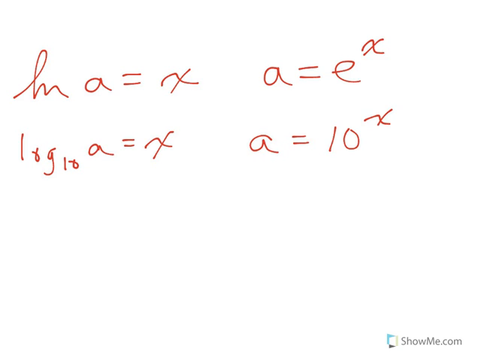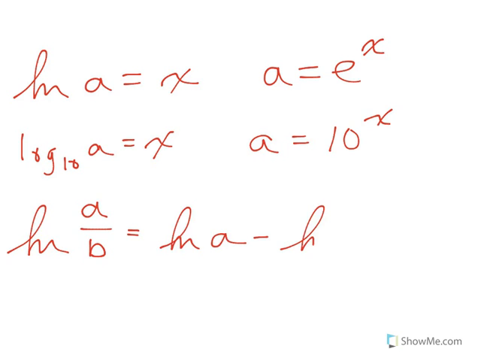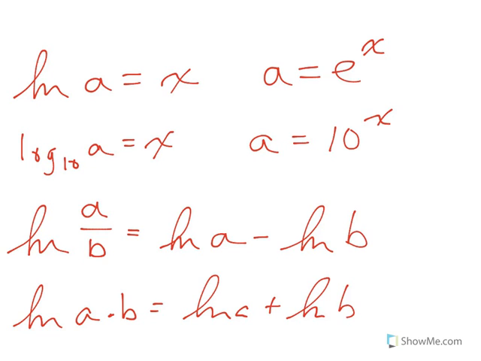Also, a neat little trick with logs and natural logs is that the ln of a over b is equal to the ln of a minus the ln of b. Likewise, the ln of a times b is equal to the ln of a plus the ln of b. So keep this slide handy when you're cranking through some of these problems in the homework. What I'm going to do now is work through an example of using this equation.